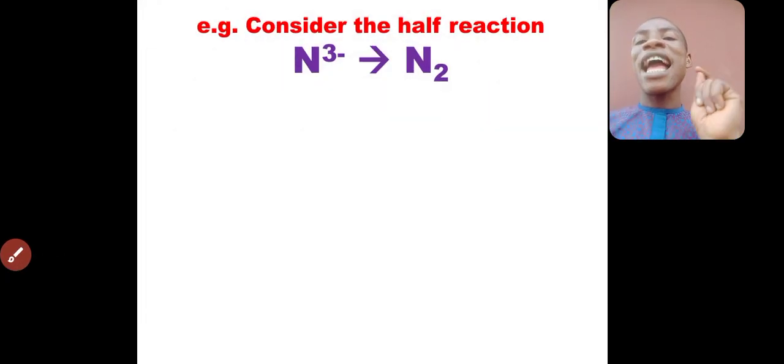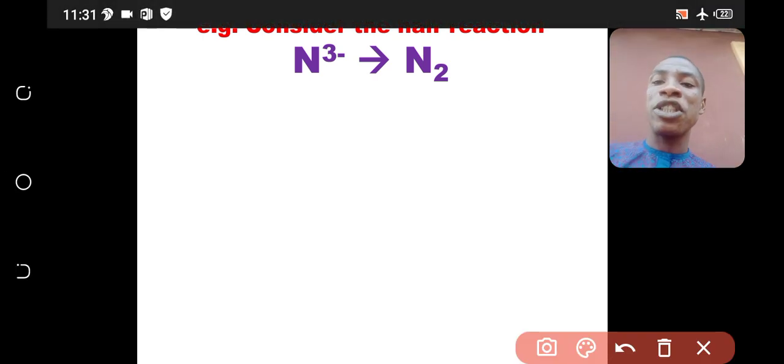The example we have here is N3 minus, giving us N2. So this is a half reaction, or half equation. Half because it only involves oxidation. You know that a full equation should be redox, involving both reduction and oxidation, but this one is only half. That's why you see it has only one species inside. So the first rule states that you should balance atoms first before you balance the charges.